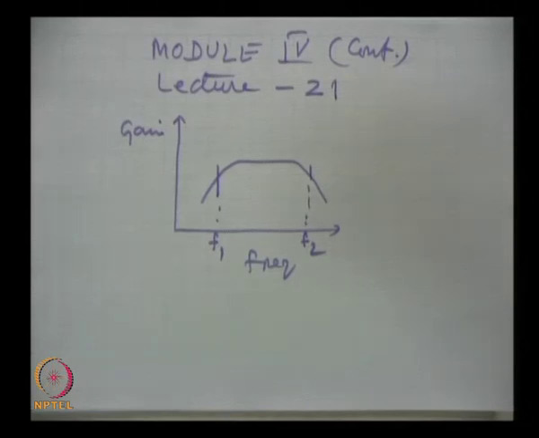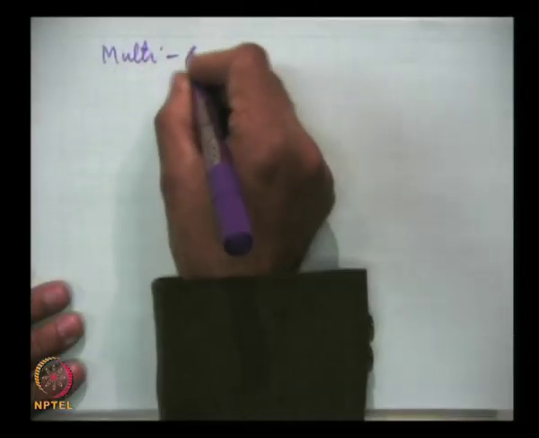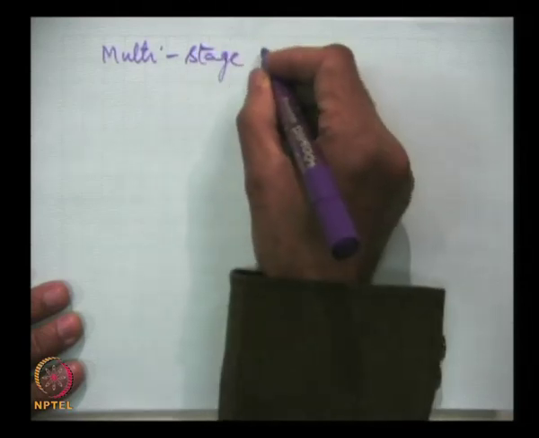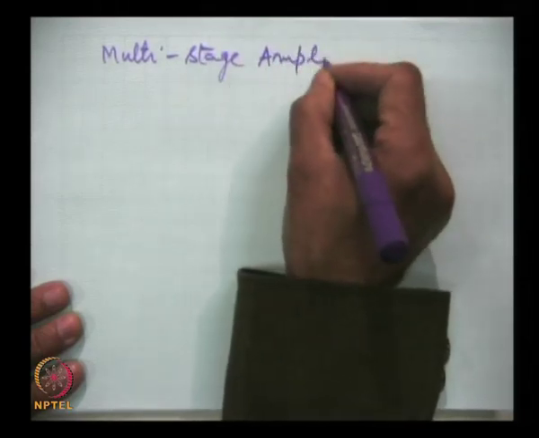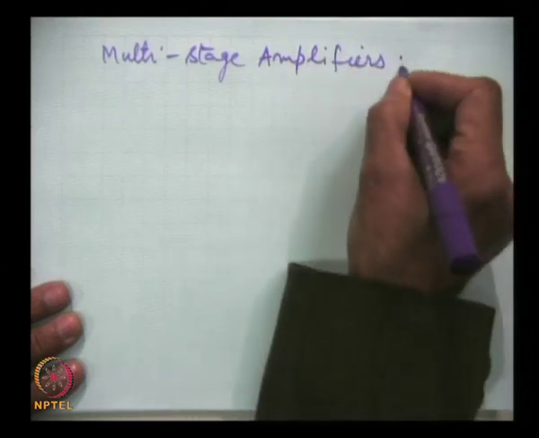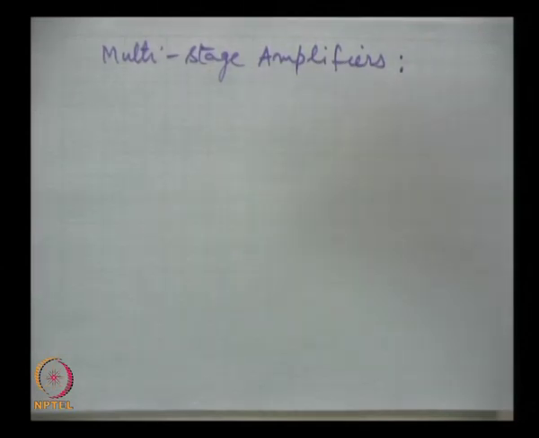So, having said this, now we should see how multi-stage amplifiers will behave. So, we take next multi-stage amplifiers. We have been considering so far single stage amplifiers, that means one transistor with its biasing network and coupling networks, that forms a single stage amplifier.